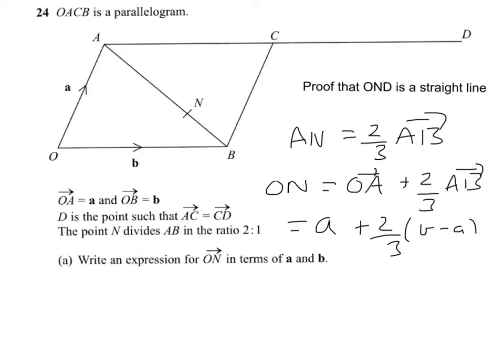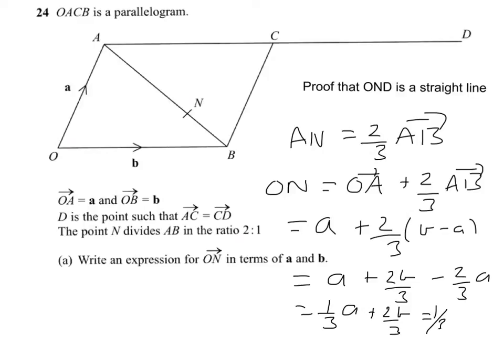Now we need to tidy that up a little bit. So we've got a plus 2b over 3 minus 2/3 a. And so you can bring the a's together. a minus 2/3 a is 1/3. So we're going to have 1/3 a plus 2b over 3. And if we want to go one stage further, we can say it's 1/3 of (a plus 2b). That is ON.